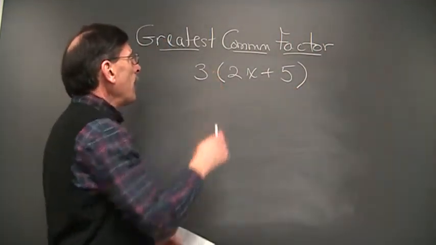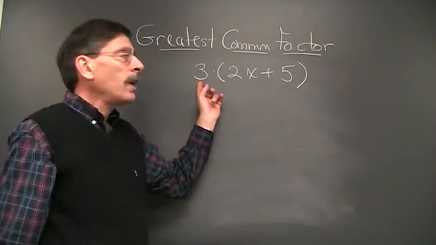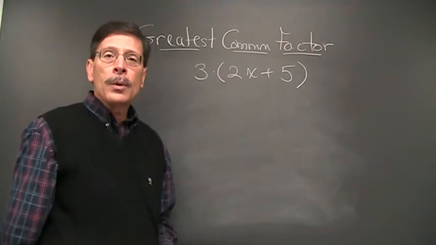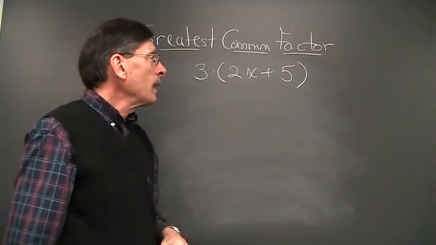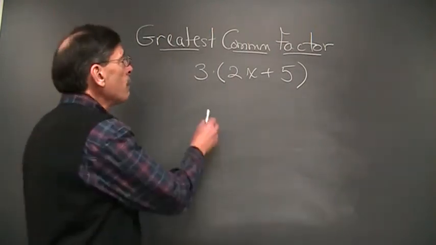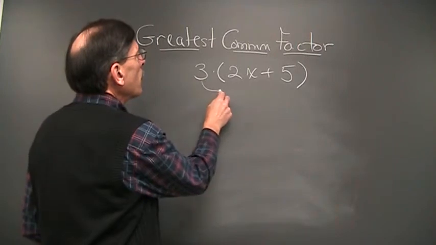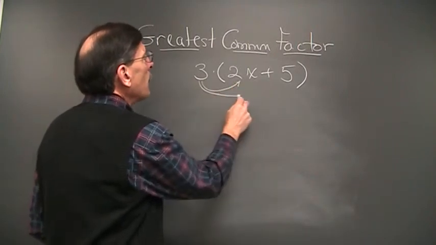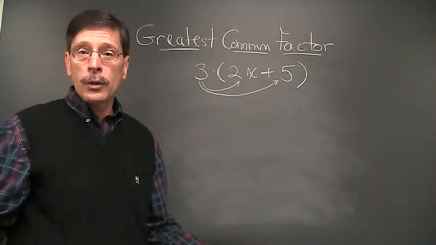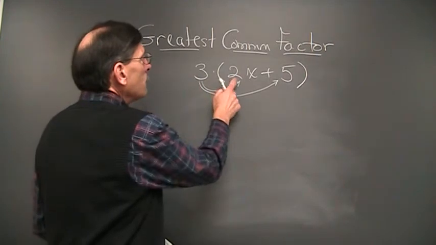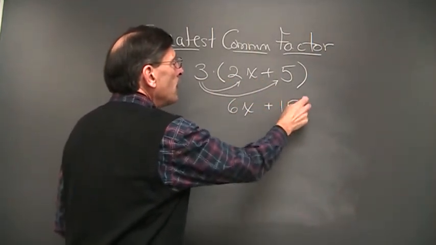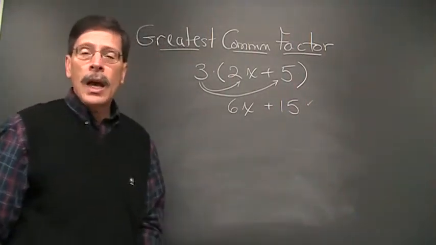What I have is a factor. In this case, this is called the greatest common factor, times a binomial. Bi means 2, so there are 2 terms in parentheses. Now, to simplify means apply the distributive property and take that factor in front of parentheses, 3, and multiply it times each term inside of parentheses. This is the usual distributive property. 3 times 2x gives me 6x, and 3 times a positive 5 gives me plus 15, and I'm finished. I remove the parentheses.